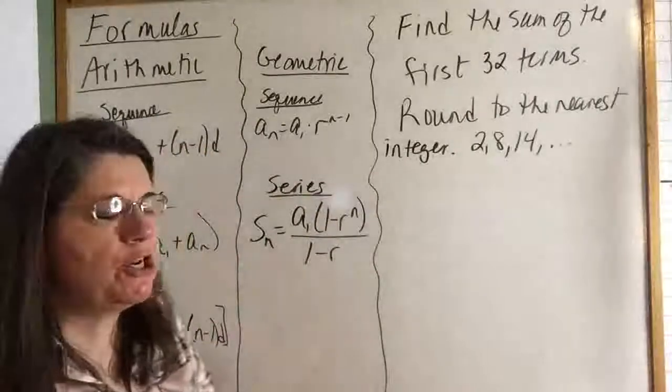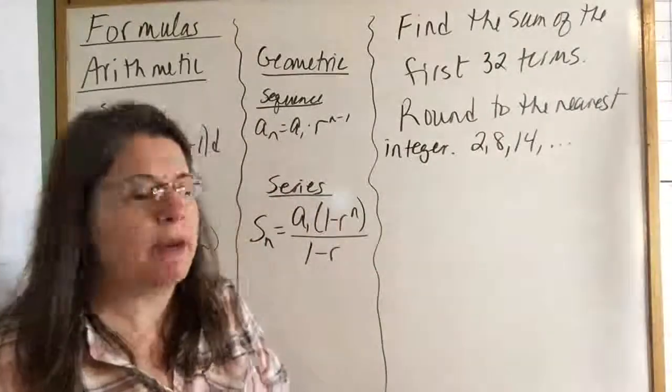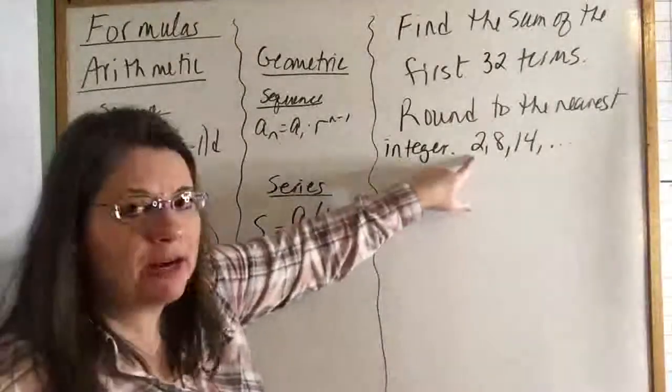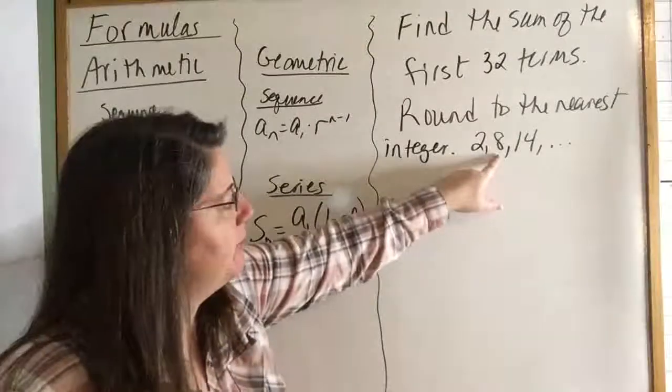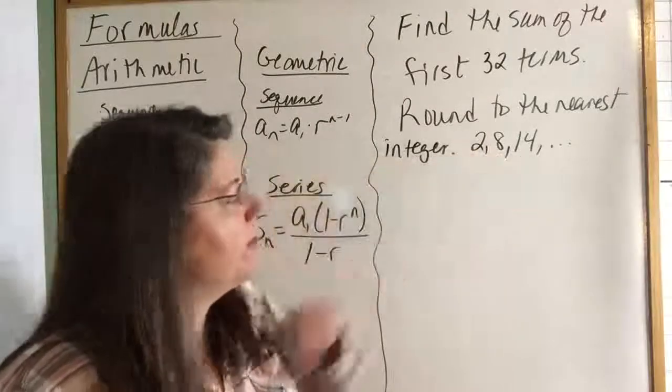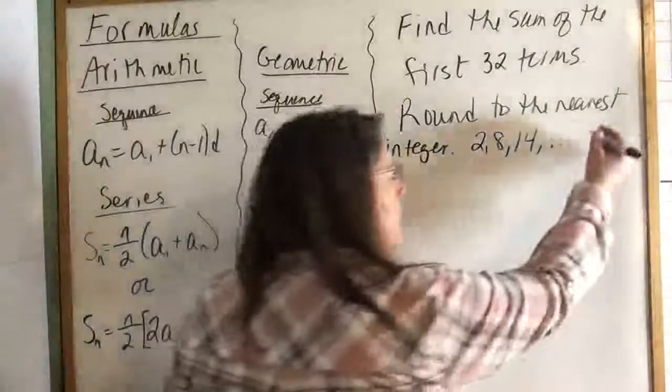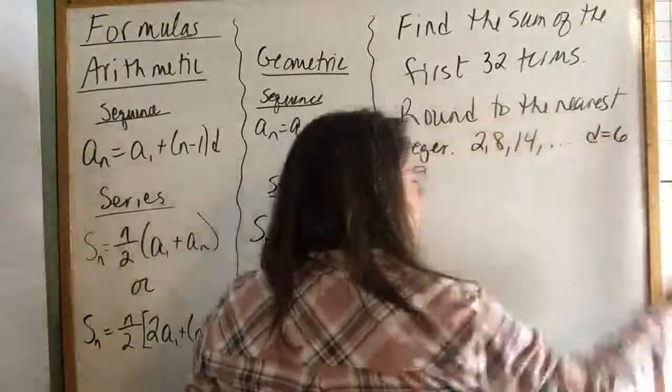So first we have to determine if this is arithmetic or geometric. I'm going to try for arithmetic first. 2 plus 6 gives me 8. 8 plus 6 gives me 14. So this one is arithmetic, with my d value being 6.